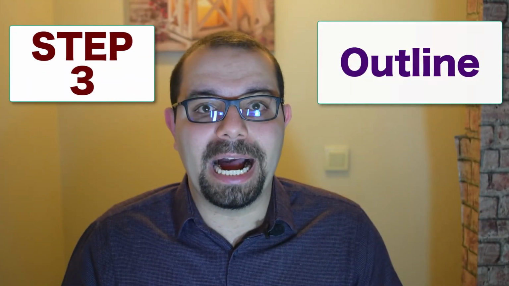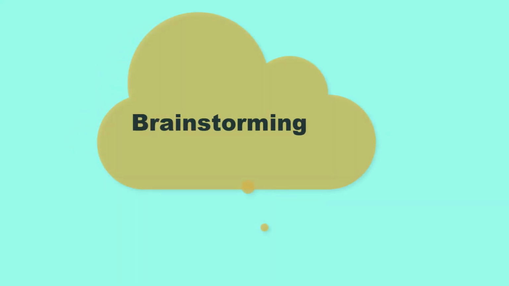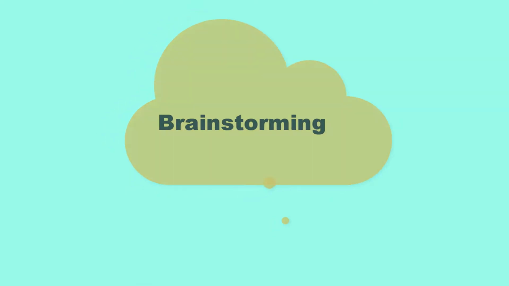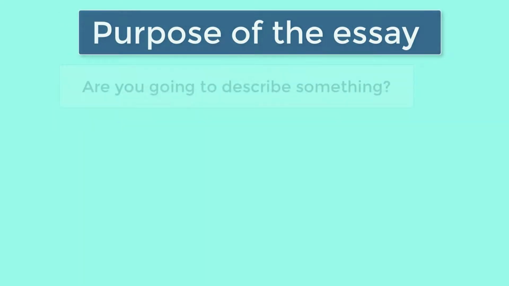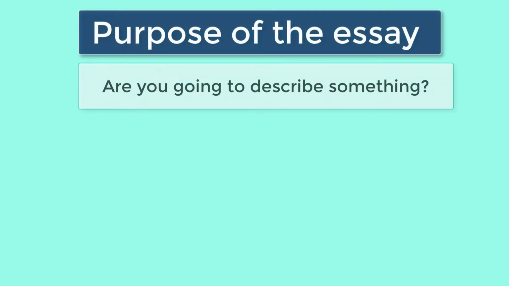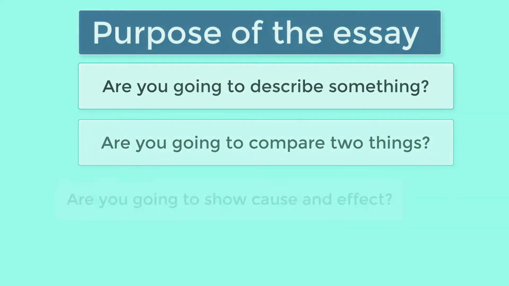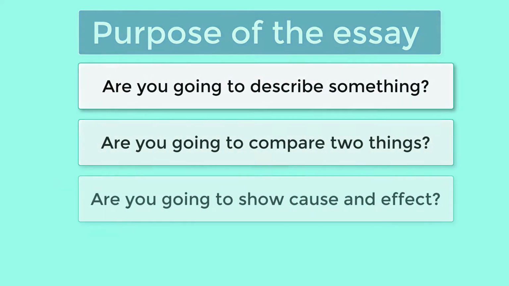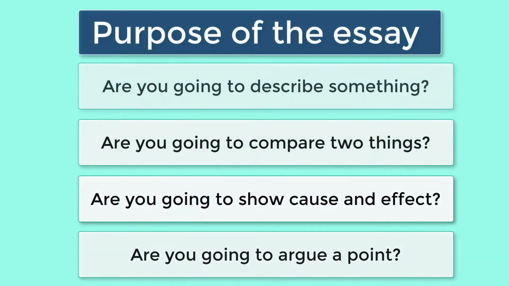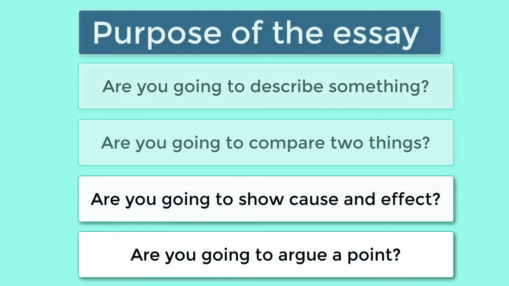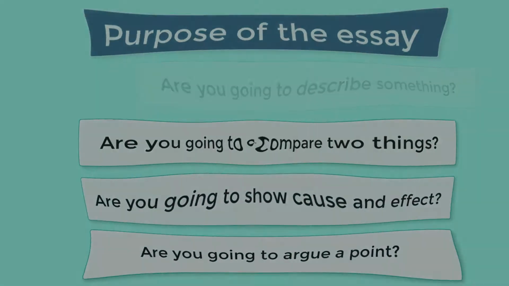Step 3. Outline. After you have brainstormed ideas for an essay, it is important to be very sure of the purpose of the essay. Are you going to describe something? Are you going to compare 2 things? Are you going to show cause and effect? Are you going to argue a point? You should consider them, and according to that, you should create your outline.